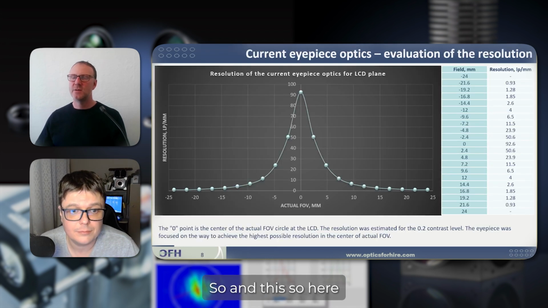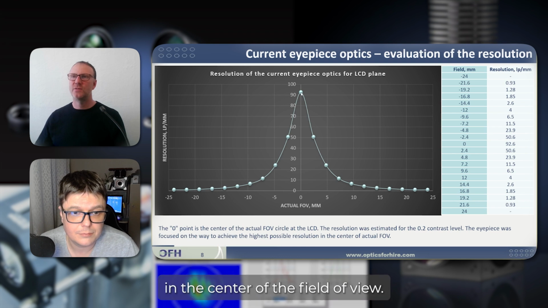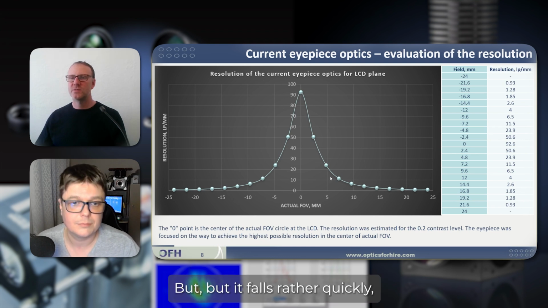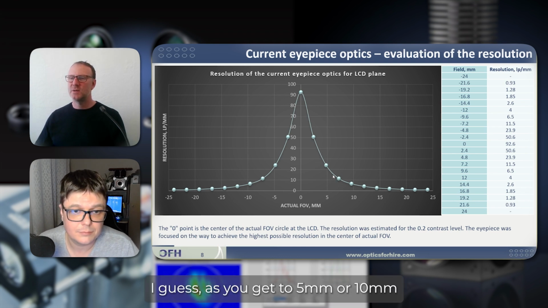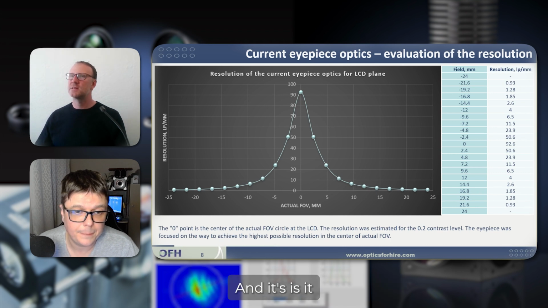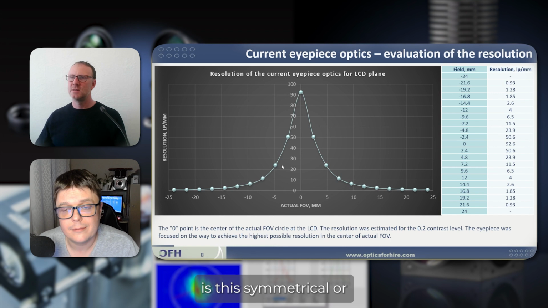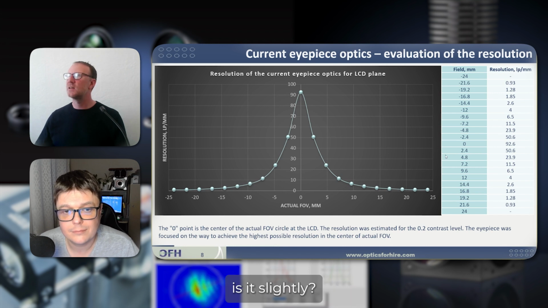So here we are looking at the actual resolution of the current system, and it's quite high in the center of the field of view, but it falls rather quickly, I guess, as you get to 5 millimeters or 10 millimeters at the edge. Yeah. And is this symmetrical, or is it slightly? It's symmetrical. All right.